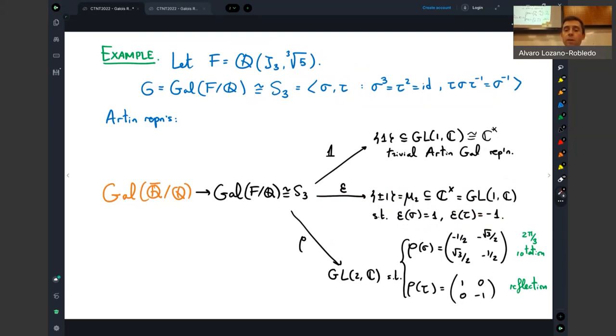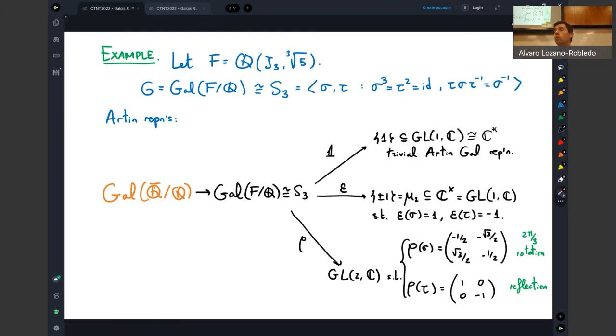And then there is a two-dimensional representation of S3, which I'm going to call rho, and rho sends sigma to a matrix of order 3, which is in fact the 2 pi over 3 rotation, and tau is some reflection. Okay, so that's an element of order 2. And if you check, these two matrices also have that property. So this gives you a representation of S3 into GL2 of the complex numbers, and these are the three simple representations that the theory of finite groups will tell you.